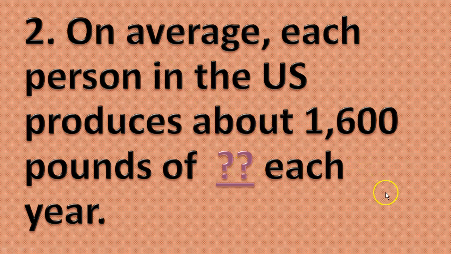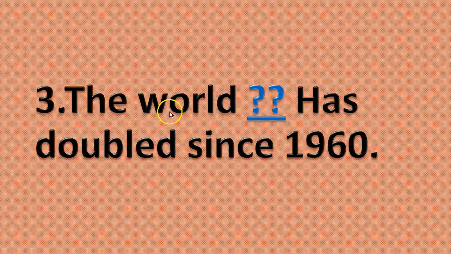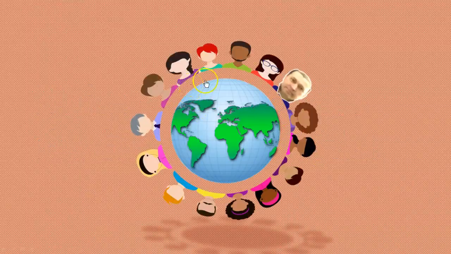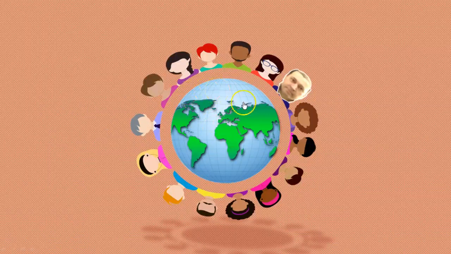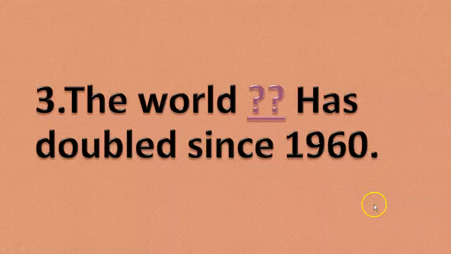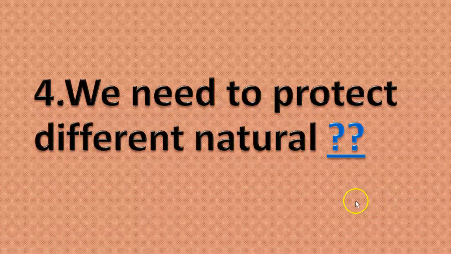I click again on the background here, and then I go to the third one. "The world blank has doubled since 1960." So they click here, and there is this picture. They guess the word, click on the picture, and they complete the sentence: "The world population has doubled since 1960." And I continue. So that's basically it.